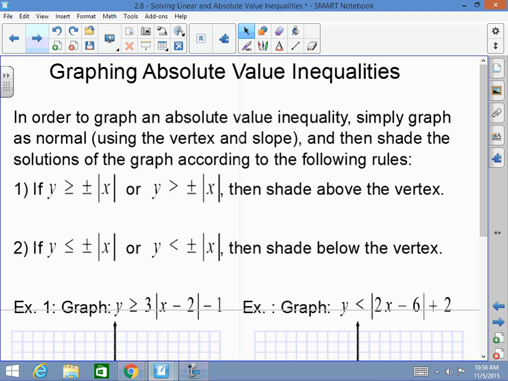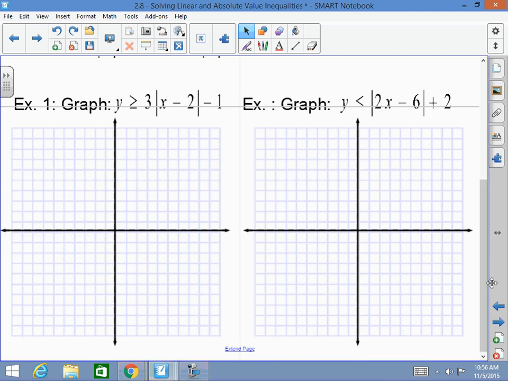It's literally that simple. For example, what's my vertex here? 1, 2, 1. What's my slope? 2, negative 1. So up 1, 2, 3, 1 to the right. Up 1, 2, 3, 1 to the left. Dash or solid? Solid. Now, y is greater than. So do I go above the vertex or below? Above. So it's everything inside of here. Literally. That's it.